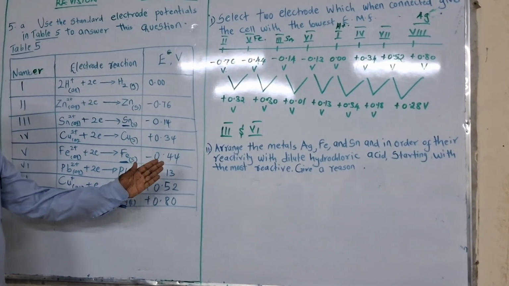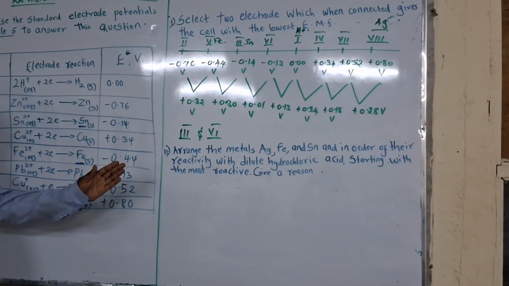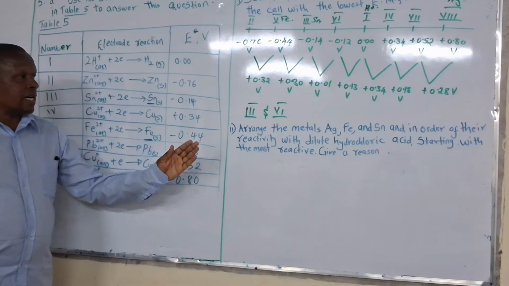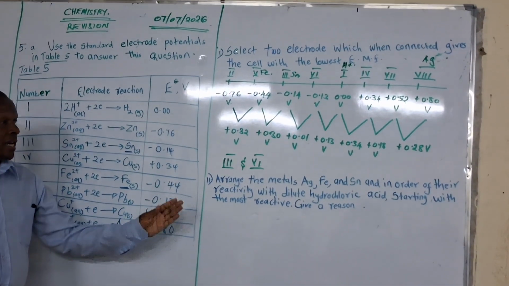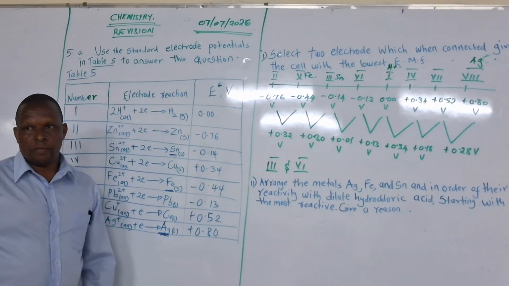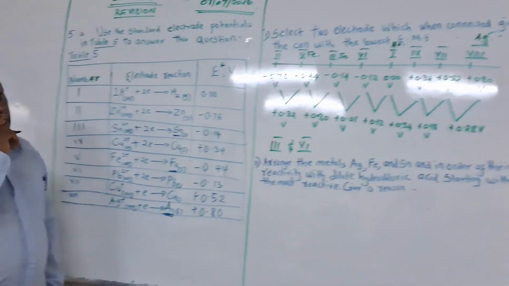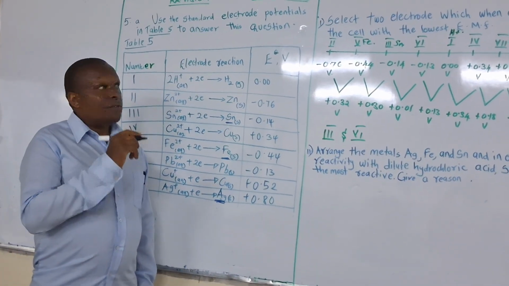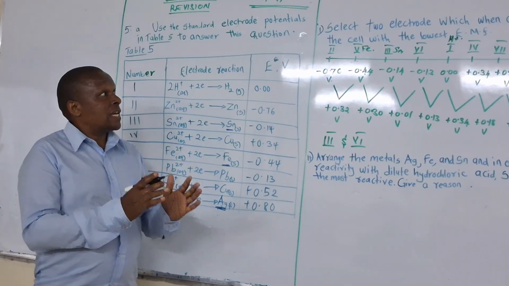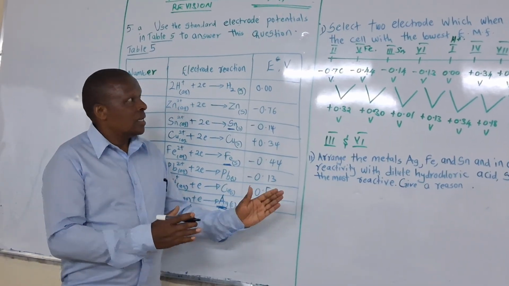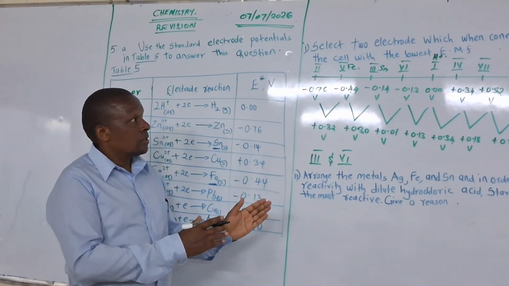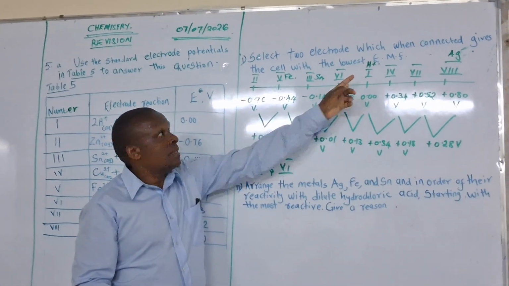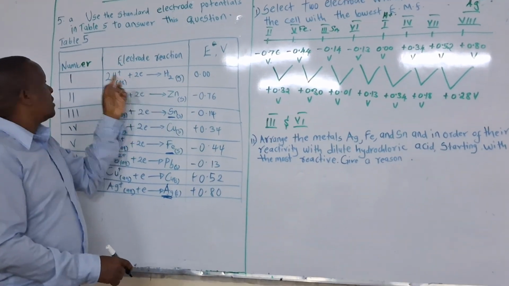Arrange the metals silver, iron, and tin in order of their reactivity with dilute hydrochloric acid, starting with the most reactive. Give a reason. Now, to be able to answer this question, we are going to find the potential difference between the half cell of the metal and hydrogen ions. So the hydrogen ion is Roman 1, okay? As per this equation, hydrogen ion is Roman 1.